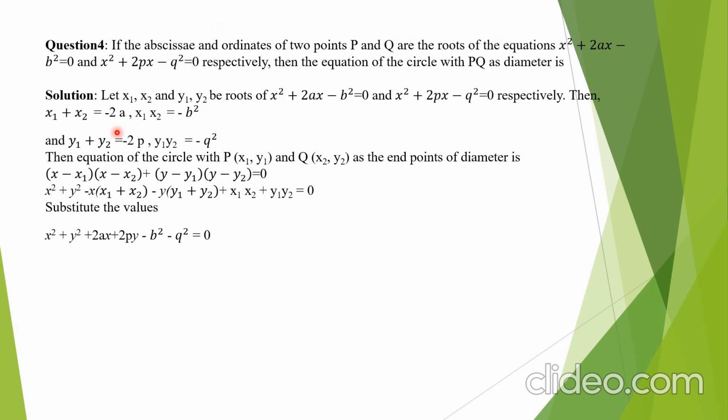So the sum of the roots can be obtained as x1 plus x2 equals minus 2a, minus the coefficient of x. Okay, and the product of the roots is the constant term. Similarly, y1 plus y2 is minus 2p, and y1 y2 equals minus q square. Then substitute in the equation of the circle here. On simplifying this, we substitute the value of x1 plus x2 as minus 2a, similarly y1 plus y2 as minus 2p, and simplify, we get the equation of the circle.